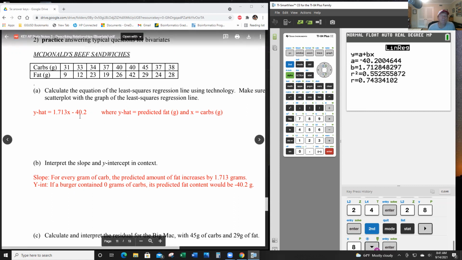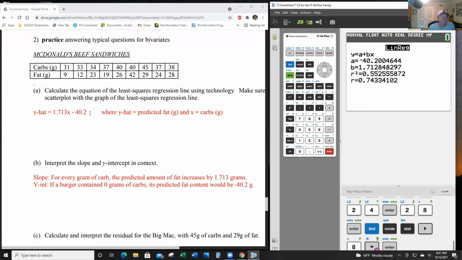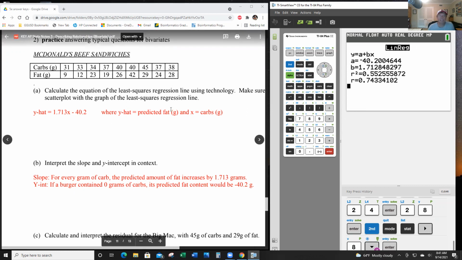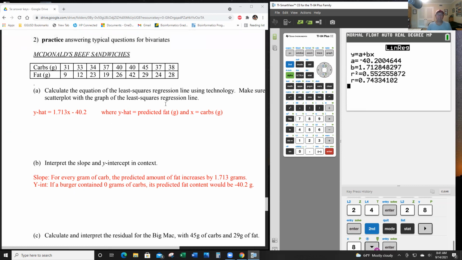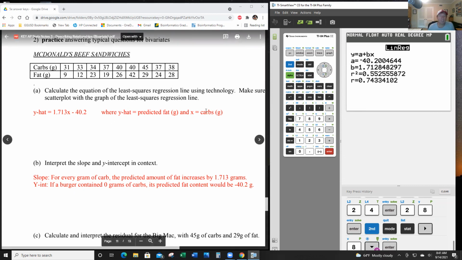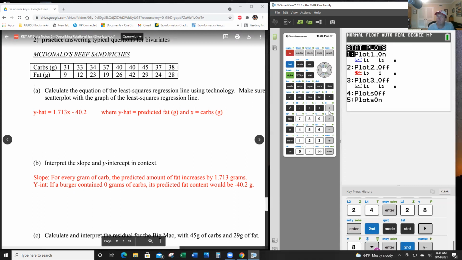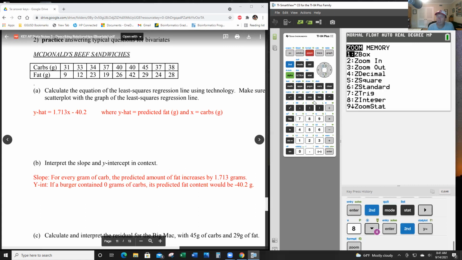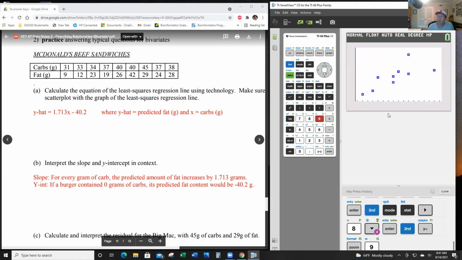So the negative 40 is not realistic at all. We'll talk about that in a second. I'm going to hit on a few cool things on this one, so you're going to like this. All right, so calculate it. Make sure you do the scatter plot. I'm going to go second y equals. I think I got it all set up. I'll go zoom 9. Yeah, there's the scatter plot.